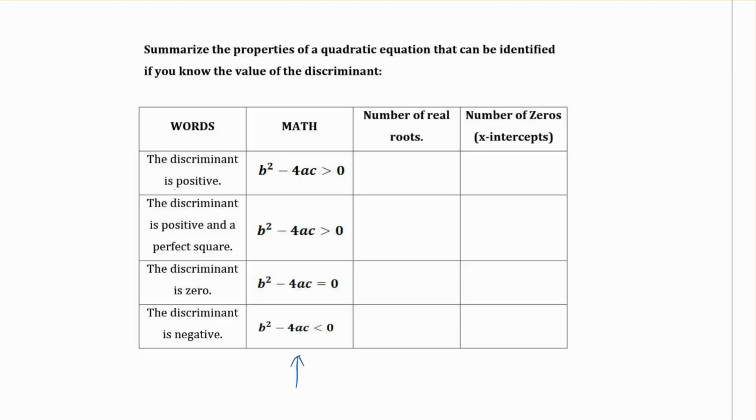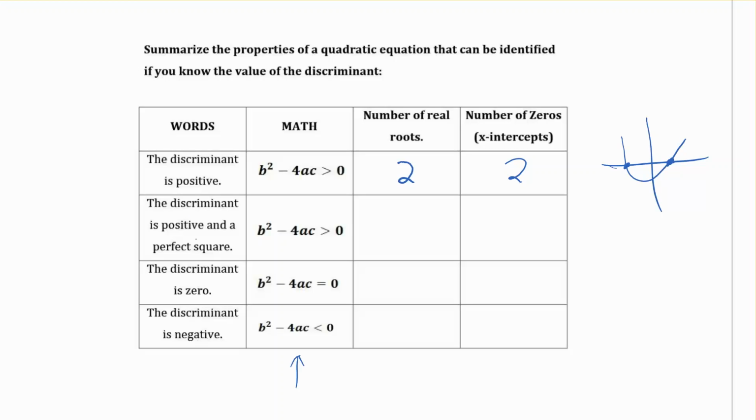So if the discriminant is positive, so if the part underneath the square root is greater than 0, then you're going to have two real roots. So two real solutions, right? You're going to actually have two answers to the solution, which also means that you're going to have two zeros, two x-intercepts. You're going to have something like that, right? Two x-intercepts and two solutions that come out at you.